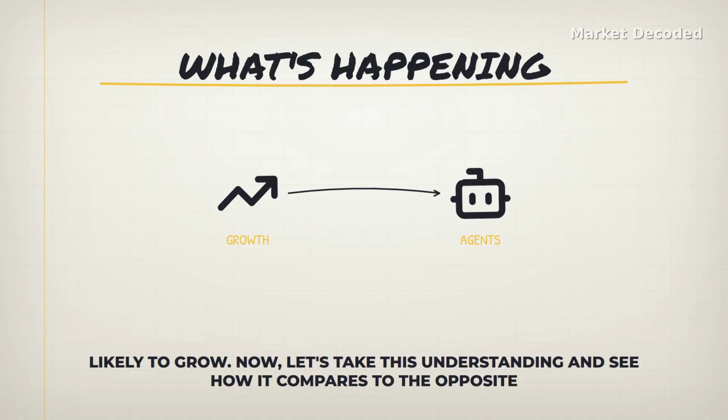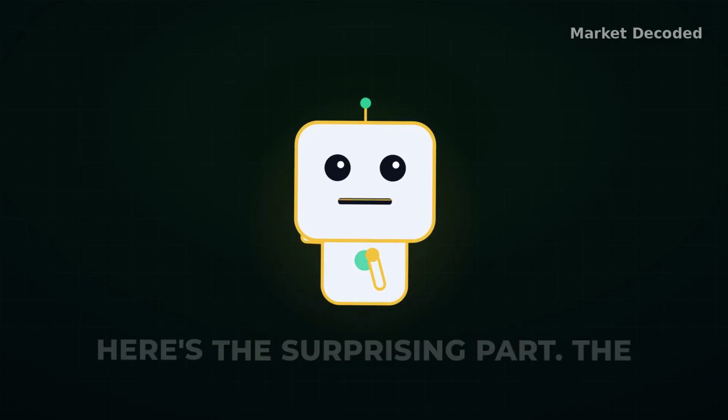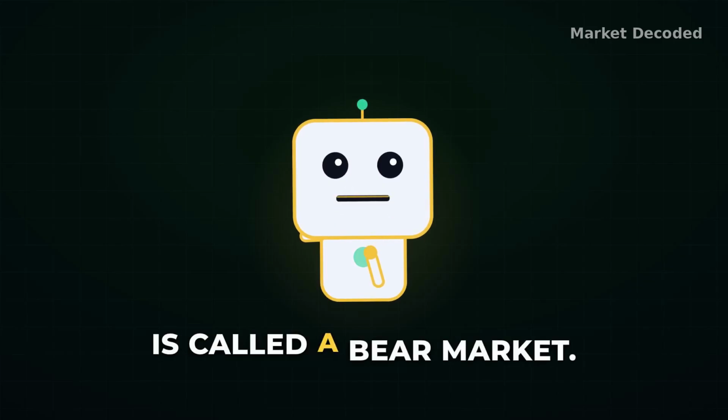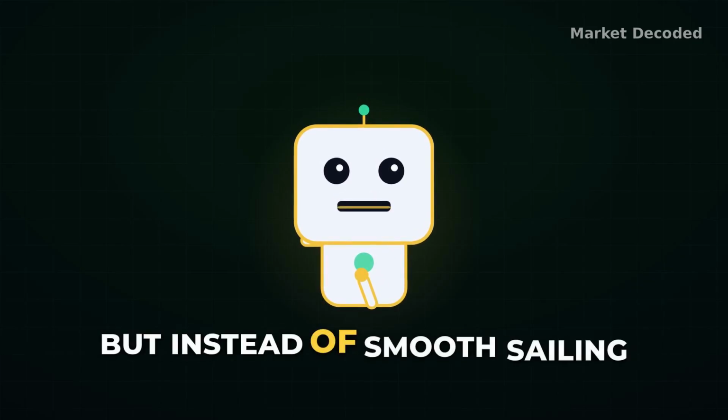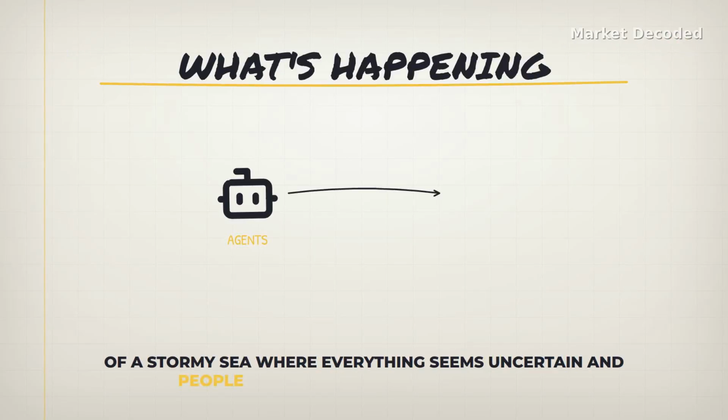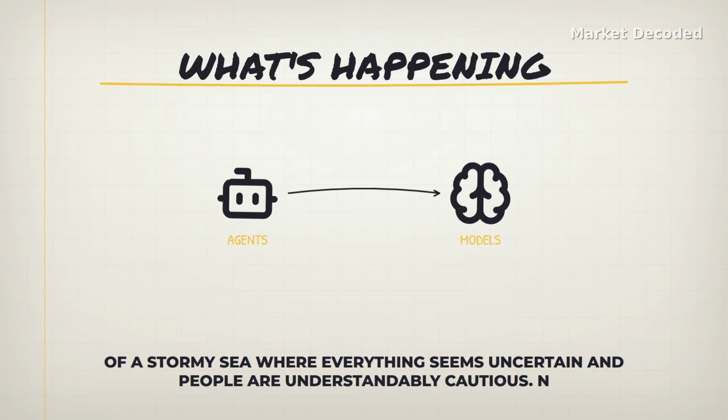Vocabulary: confidence, sentiment, unemployment, GDP. And here's the surprising part. The opposite of a bull market is called a bear market. But instead of smooth sailing and rising prices, think of a stormy sea where everything seems uncertain and people are understandably cautious. Now, imagine you're out on that rough ocean.